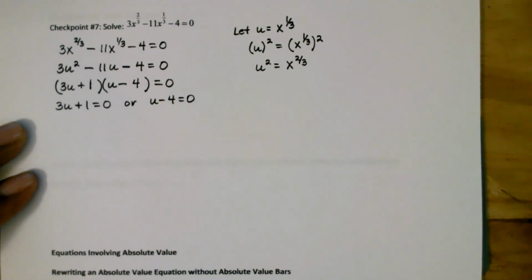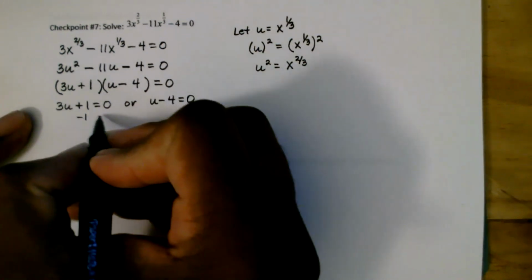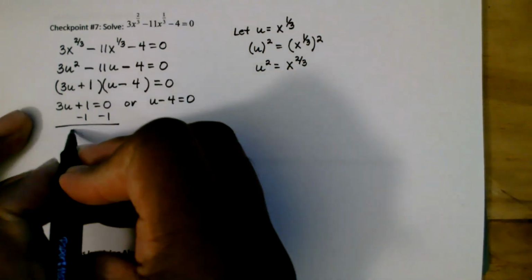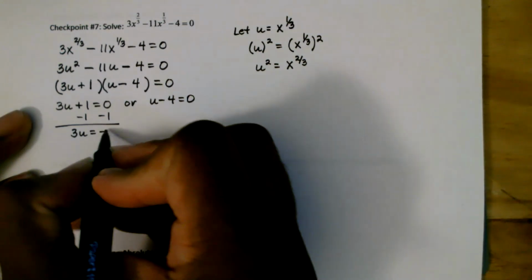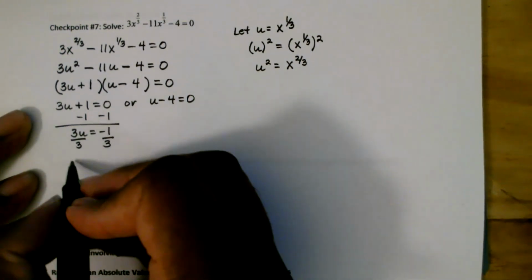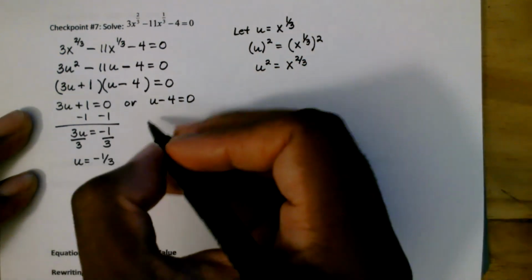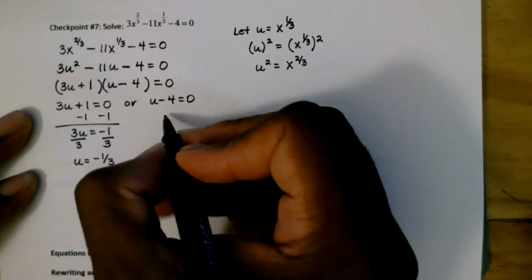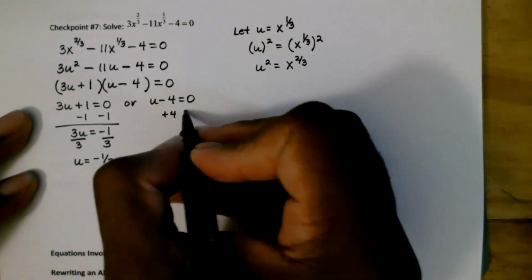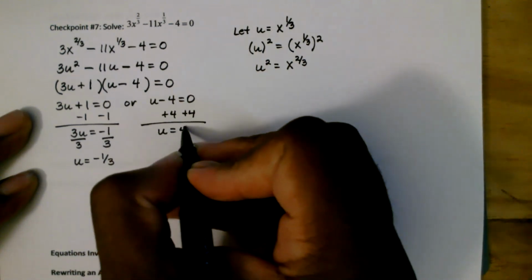And in each equation we're going to solve for u. So for 3u plus 1 equals 0, that means 3u is equal to negative 1. Divide by 3 on both sides. u is equal to negative 1/3. And then for u minus 4 is equal to 0, I add 4. That means u is equal to 4.